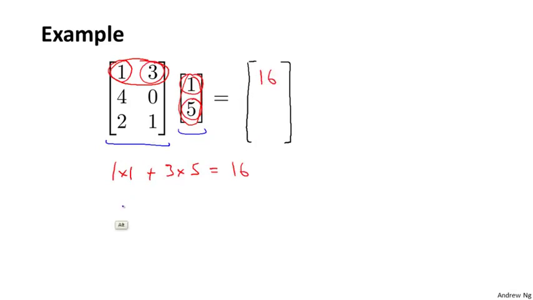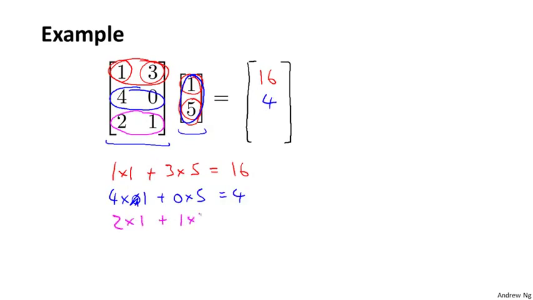I'm going to write 16 here. Then for the second element, I'm going to take the second row and multiply it by this vector. So I have 4 times 1 plus 0 times 5, which is equal to 4. So I get a 4 there. And finally, for the last one, I have 2, 1 times 1, 5. So I have 2 by 1 plus 1 by 5, which is equal to 7. And so I get a 7 over there.